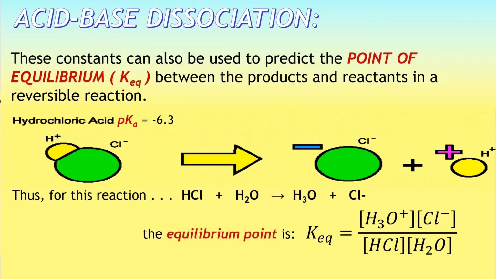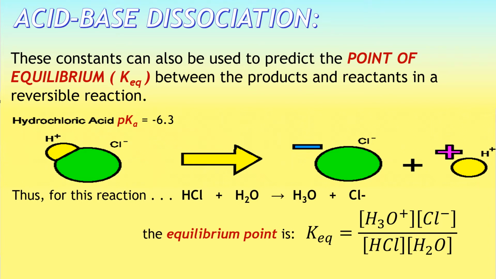So here we have actually a reaction which is reversible. Hydrochloric acid and water will react. And again, hydrochloric acid is a strong acid, and so we expect that most of it's going to be converted into ions, hydronium and chloride. And we can represent mathematically what that equilibrium point is by using the following expression.